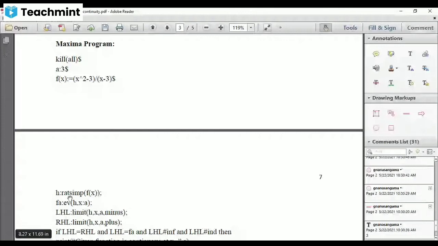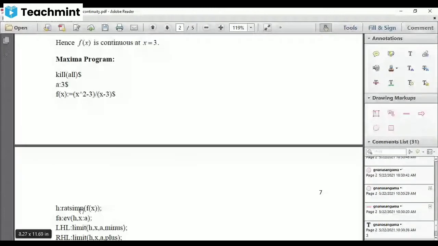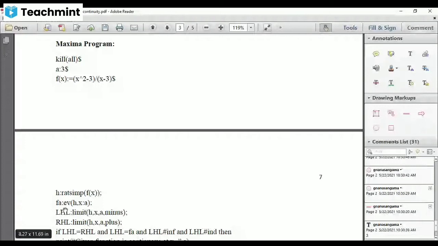So this stores the value and gives you x plus 3. This simplification takes place and it will be stored in h. I've displayed that one. Next, we have to find f of a. So that is fa colon. Remember, if you put a here, it gives you indeterminate, so we have to substitute in the simplified answer. It's been stored in h, so evaluate h comma x colon a. That means your x will be a. For that value, this will be evaluated, and that is your fa.